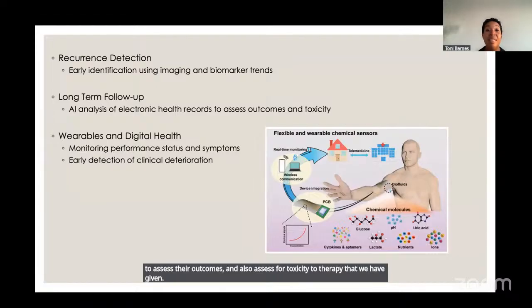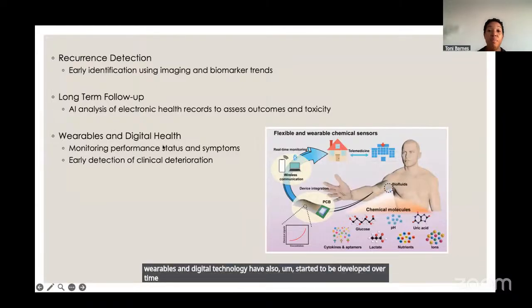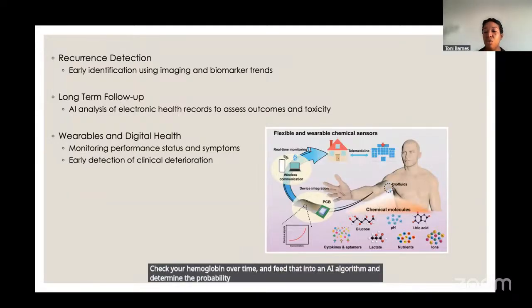Wearables and digital technology have also started to be developed over time, whereby you can put a little sticker on your skin, and this sticker can assess your blood, check for tumor markers, check your chemistry, check your hemoglobin over time, and feed that into an AI algorithm and determine the probability of you having disease recurrence without involving frequent visits to your doctor.